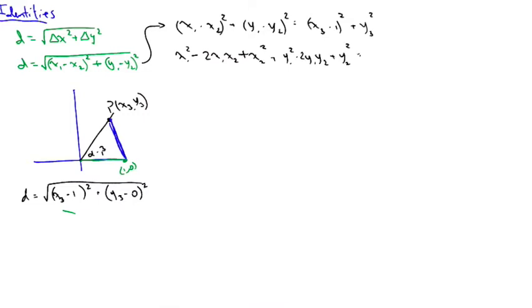On the other side, you're going to get x3 squared minus 2x3, plus 1, because negative times a negative is a positive, plus y3 squared.